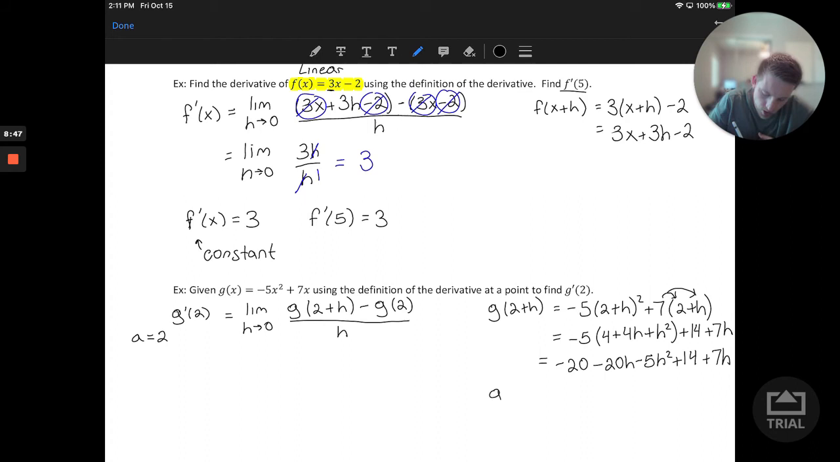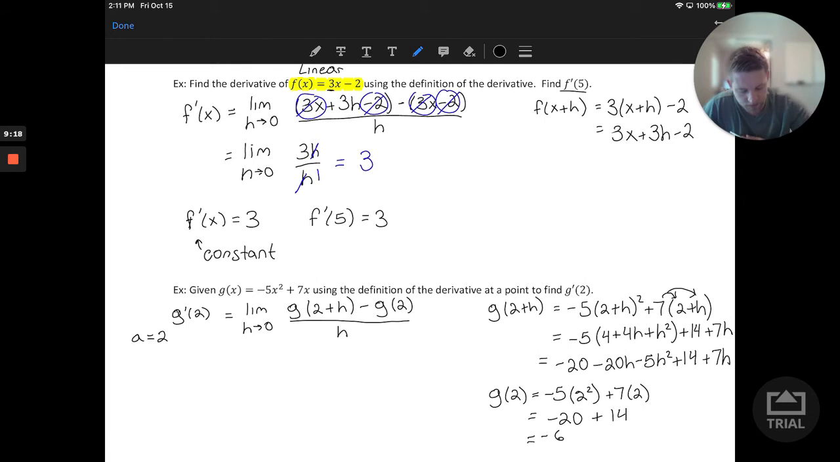And we'll go ahead and find what g of 2 is. This is just the regular functional value at 2. So we'll evaluate this at negative 5 times 2 squared, and then plus 7 times 2. So we'll have negative 5 times 4, that's negative 20, plus 14, which is equal to negative 6. So we have a negative 6 there as our final result for that functional value.